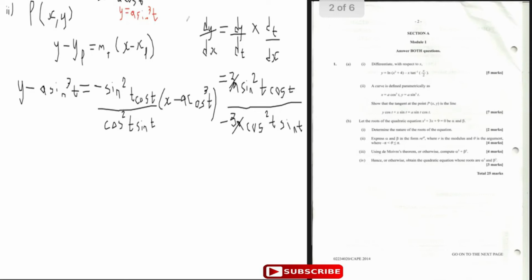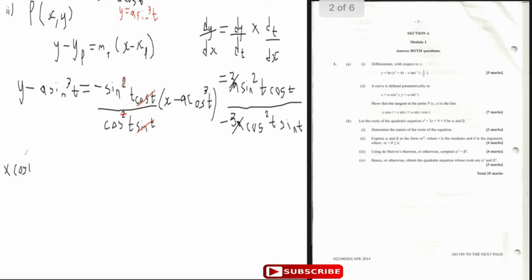Now, before we go even any further, as we can see, cos t is going to cancel out the square right here. And then sine t is going to cancel the square right here. So really and truly, we have minus sine t over cos t. So we can multiply through by cos t. We're going to multiply this equation by cos t.